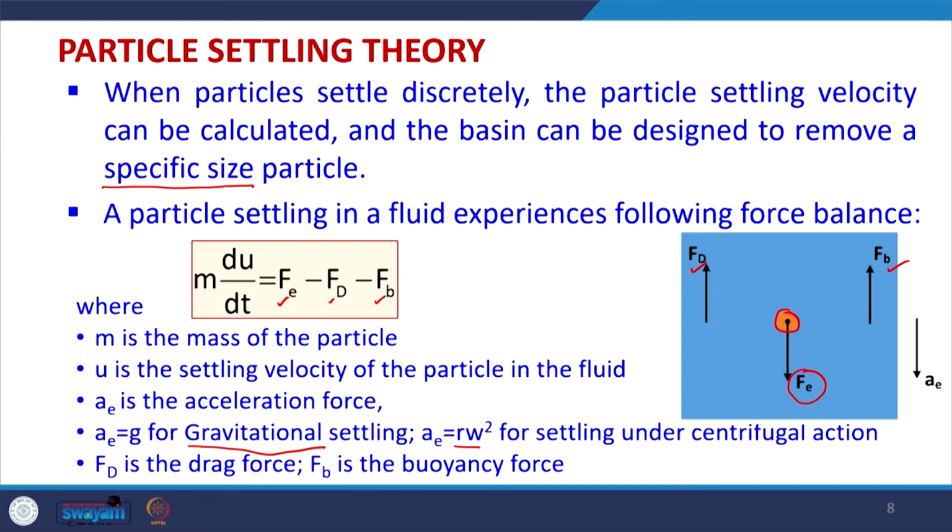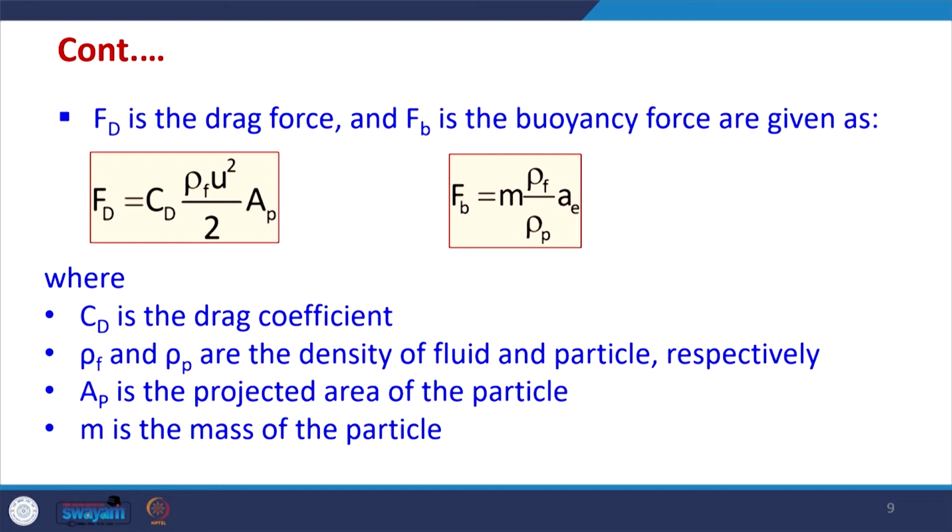Now, going further, we will elaborate it. m is the mass of the particle and u is the settling velocity of the particle in the fluid. So, this is m into a, the net acceleration which is there. Now, further expanding it, if Fd is the drag force and Fb is the buoyancy force, they can be calculated using these equations. This is well known, and the drag force can be calculated using this equation, where Cd is called the drag coefficient, and rho f is the fluid density.